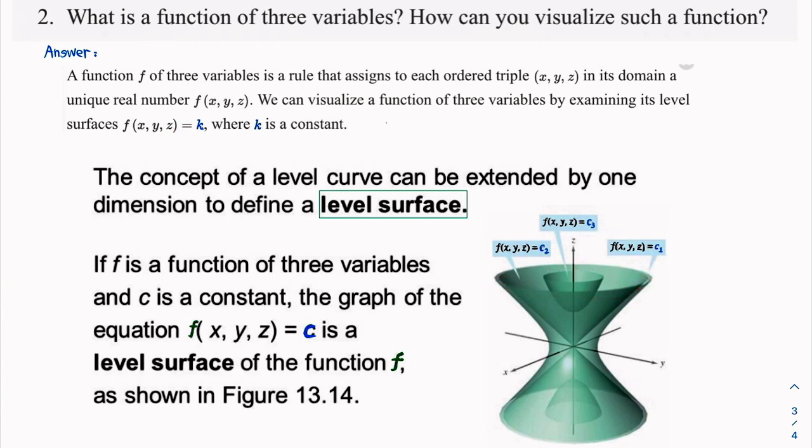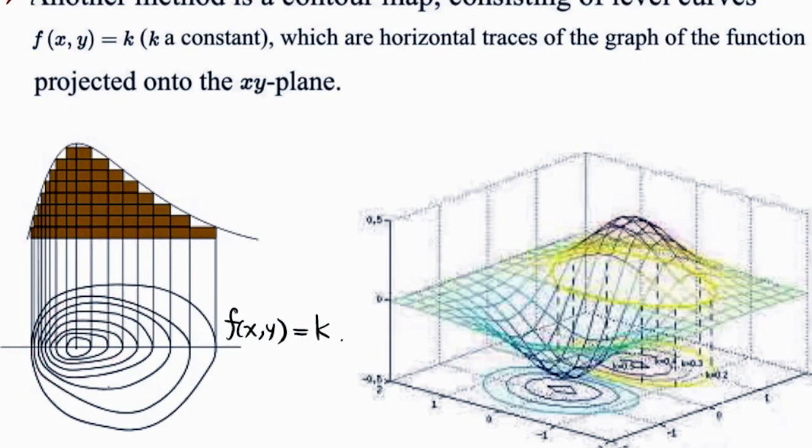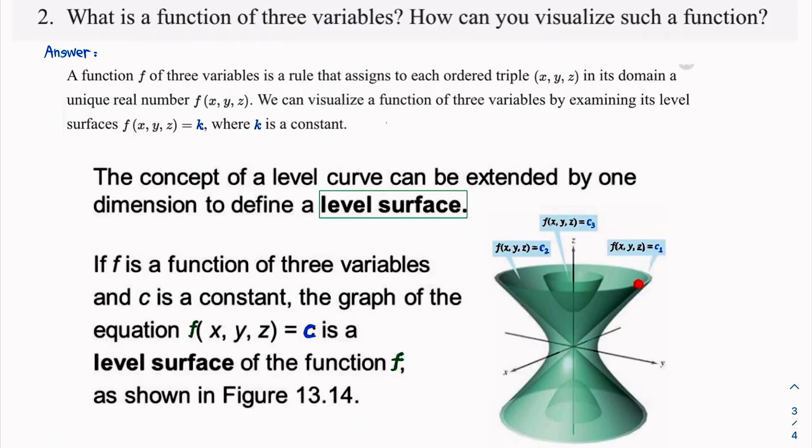However, notice that a function of three variables is an extension of a function of two variables. For a function of two variables, we examine the level curves. And now for a function of three variables, we're going to examine that function by level surfaces. So for example, look at this picture over here. We have three level surfaces. The first one is f of x, y, z equals c1, and the other one equals c2, and one more equal to c3. Using those level surfaces, we can visualize a function of three variables.